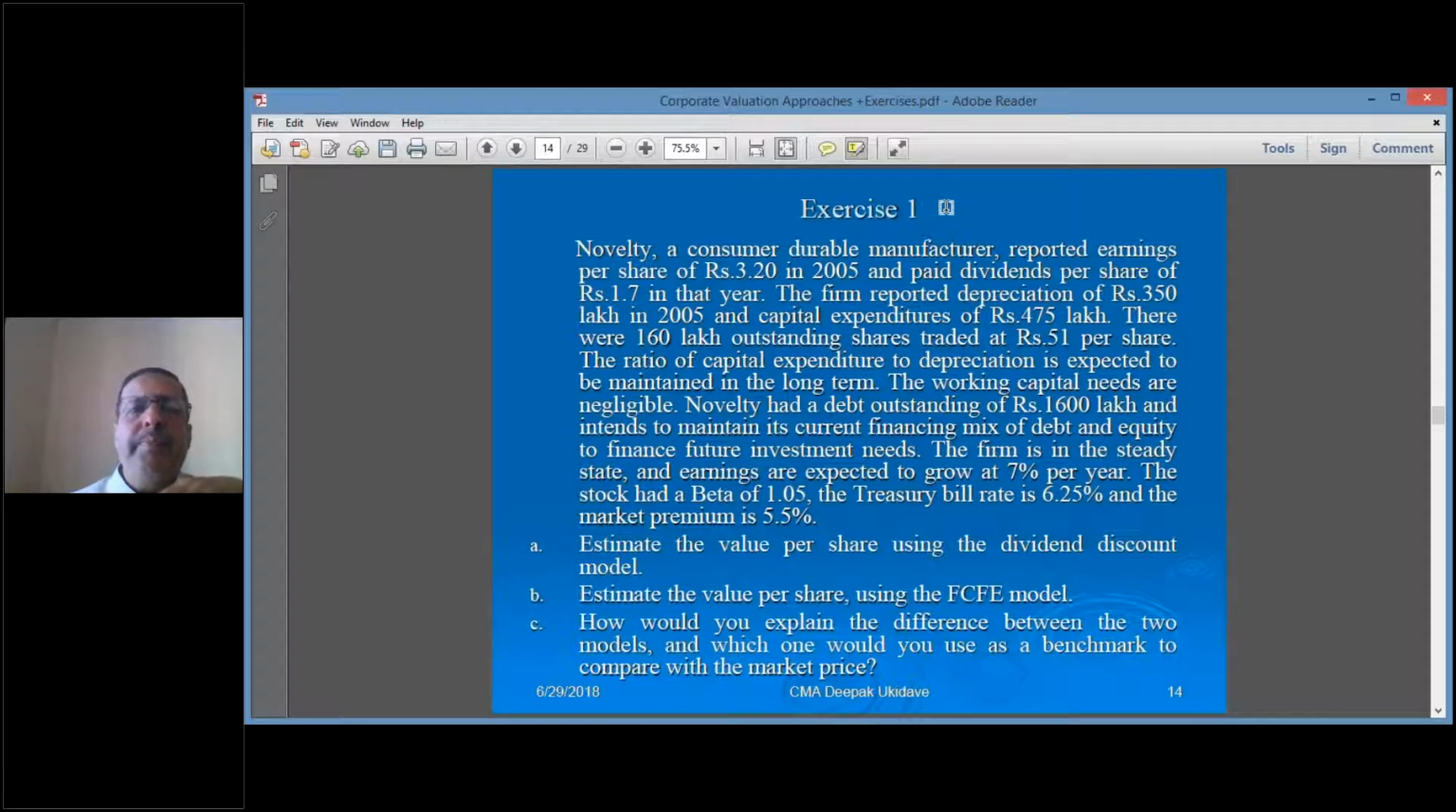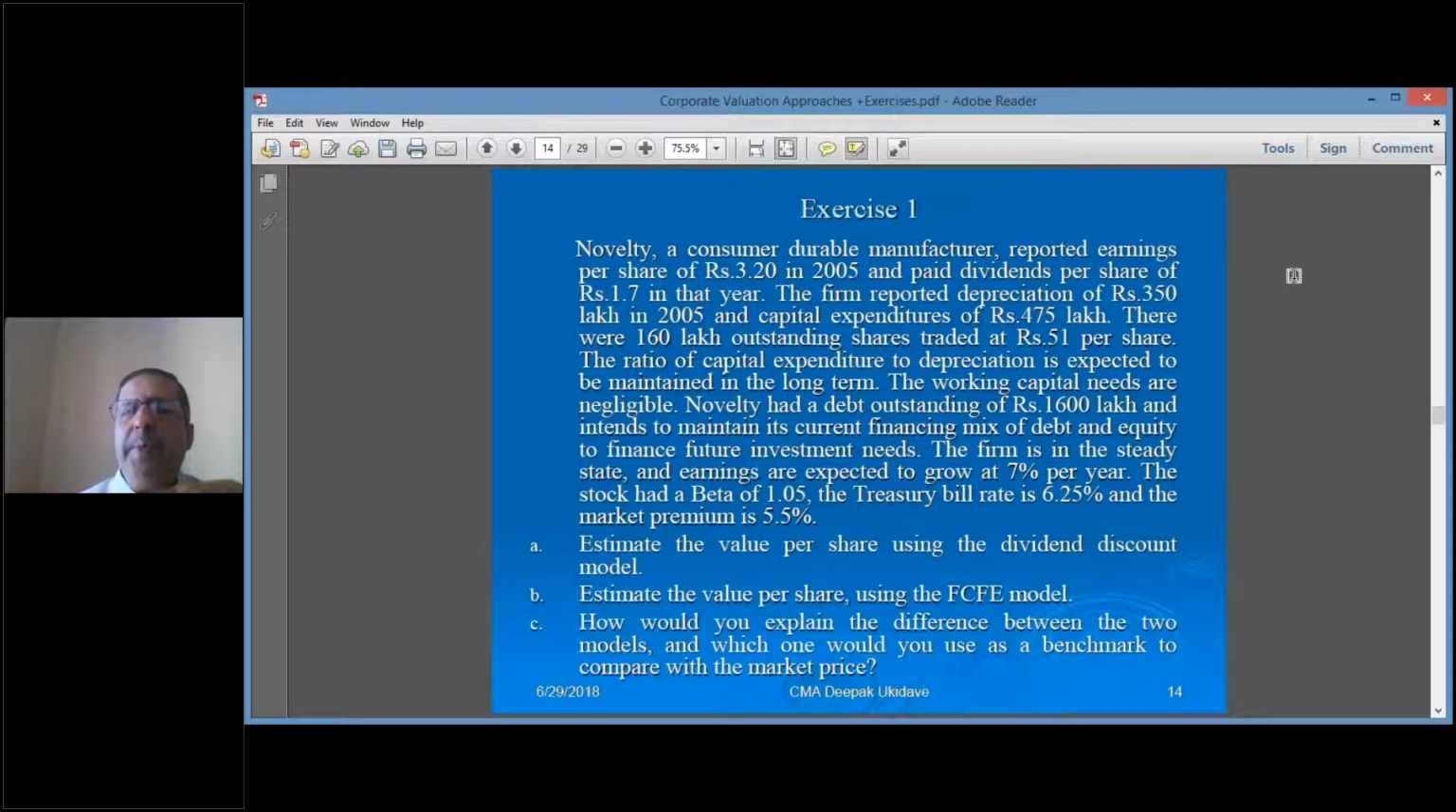Exercise 1. Novelty, a consumer durable manufacturer, reported earning per share of rupees 3.20 in 2005 and paid dividend per share of rupees 1.70 in that year. The firm reported depreciation of rupees 350 lakh in 2005 and capital expenditure of rupees 475 lakhs. There were 160 lakh outstanding shares traded at rupees 51 per share.